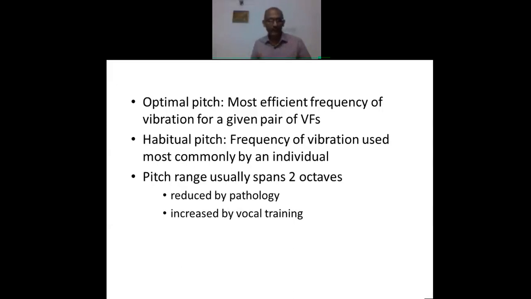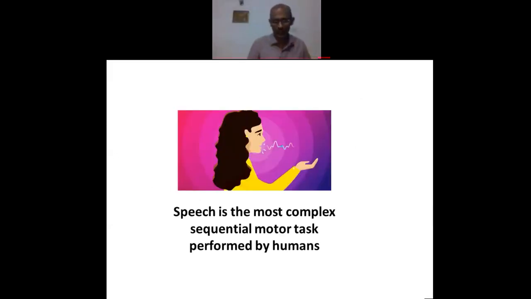Normally, the pitch range usually spans two octaves. An octave is basically, if you remember the physics, a doubling. So 500 is an octave of 250, and the next octave is 1000 hertz. So normally, the human range is two octaves. The pitch increases with vocal range. Okay? So optimal pitch, habitual pitch, and two octaves.